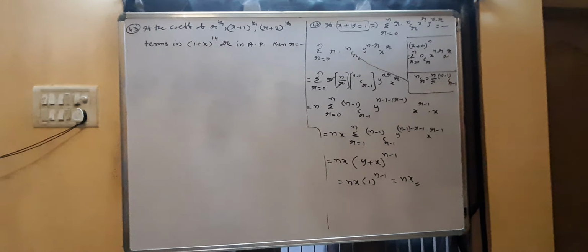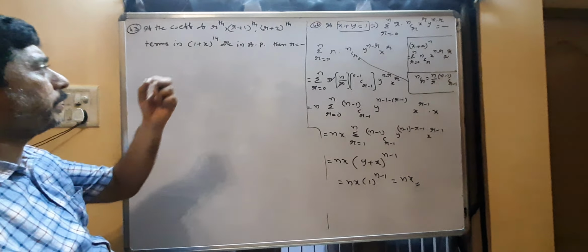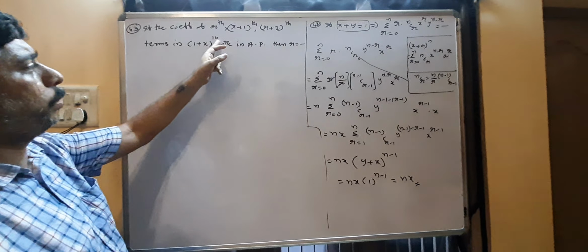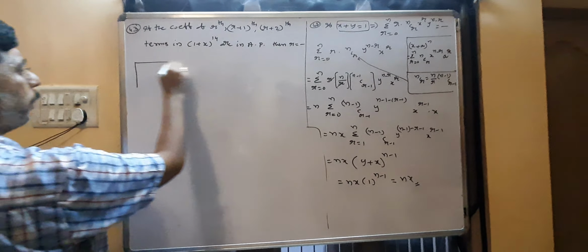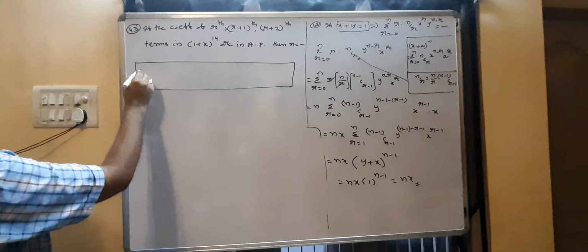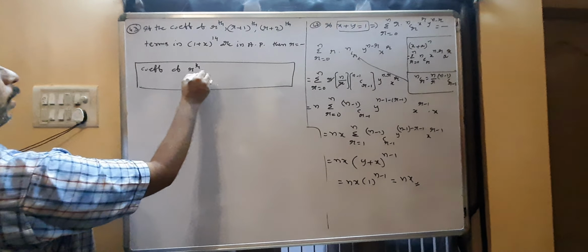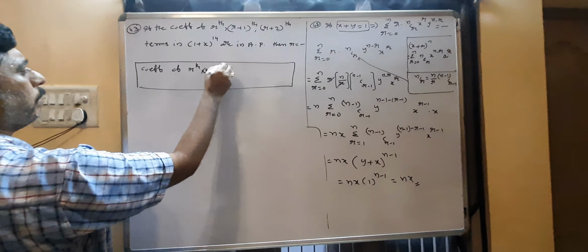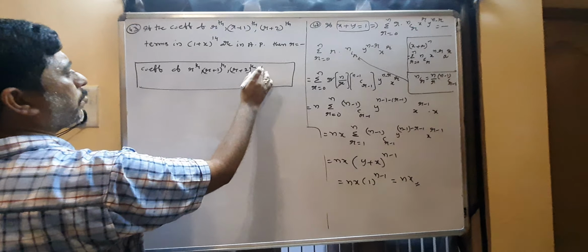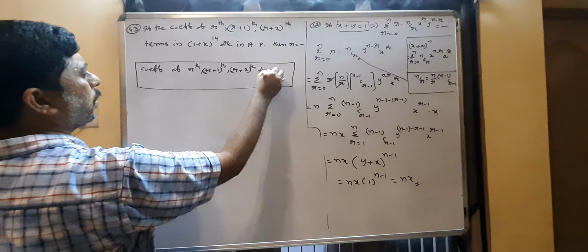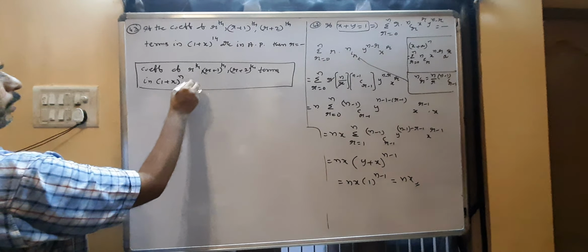Coming to the next problem. The quotient of the rth, (r+1)th, and (r+2)th terms in the expansion of (1 + x)^14 are in AP, then r equals what? In the AP problem we did, the quotient of the rth, (r+1)th, and (r+2)th terms in the expansion of (1 + x)^n are in AP.